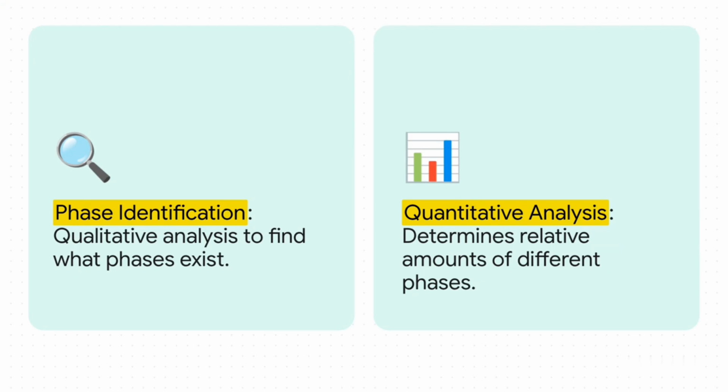On one hand, you've got phase identification. That's qualitative. It's just telling you, hey, you've got phase A, phase B, and phase C in here. But on the other hand, we have quantitative phase analysis. This is the next logical step. It actually determines the relative amounts of those different crystalline phases inside a multiphase material. So we're shifting the focus from what is there to how much is there.